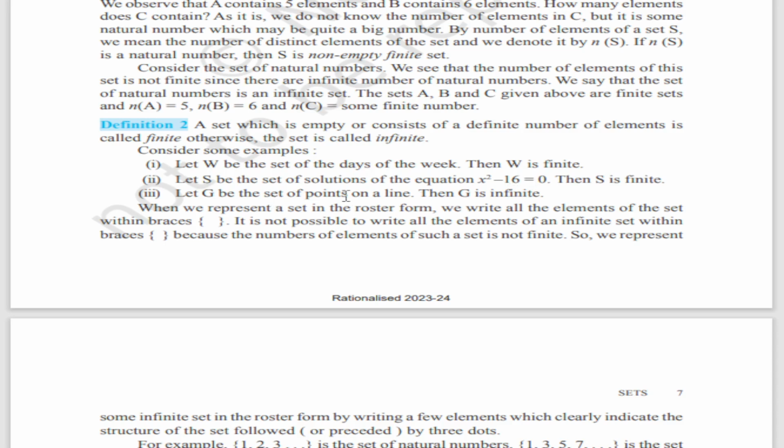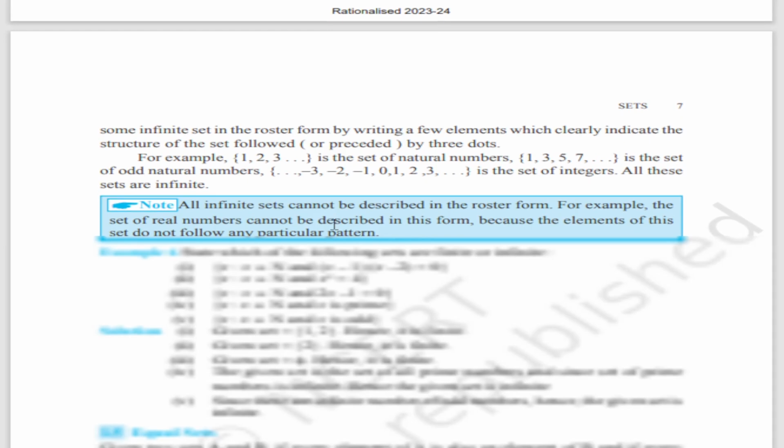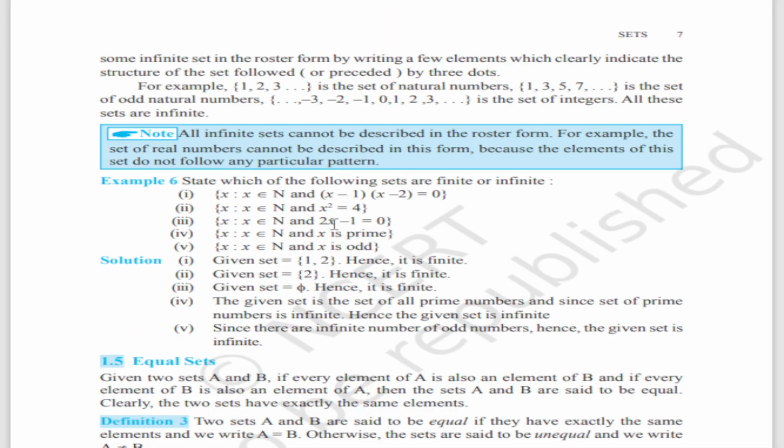Whereas G is a set of points on a line, that is infinite. We cannot count the number of points. Or if I talk about the set of real numbers R, that is also infinite. We cannot count the number of real numbers, that is indefinite, right? The set of all natural numbers is also infinite.